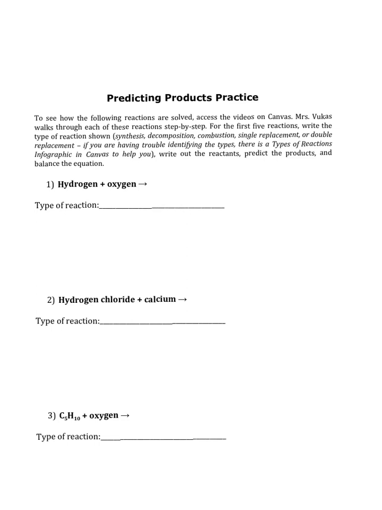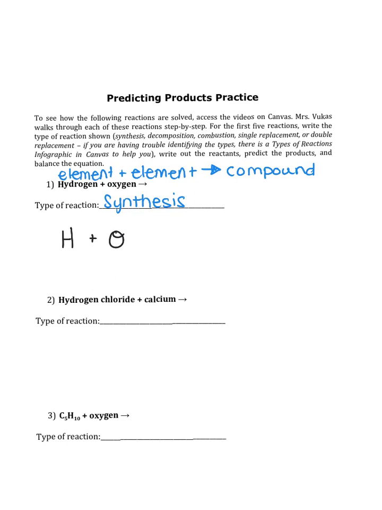Number one gives us hydrogen plus oxygen. So if we look on here, we know that hydrogen is a single element. We know that oxygen is a single element. So the type of reaction that gives us the reactants of element plus element is a synthesis reaction, which can also be called combination. So a synthesis reaction, when you just have an element plus an element, is you're going to combine those to get a compound. So we want to start off by just writing out the reactants. So we have hydrogen and we have oxygen.